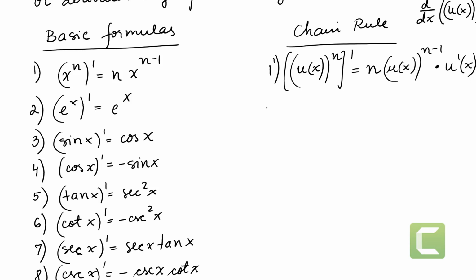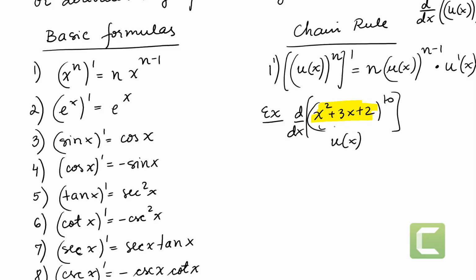So for example, if I give you this problem, x squared plus 3x plus 2 to the 10, and we want to differentiate it with respect to x, we see that I don't have just x to the 10, but I have a function of x to the 10. So I have a u of x. This would be my u of x, the inner function.